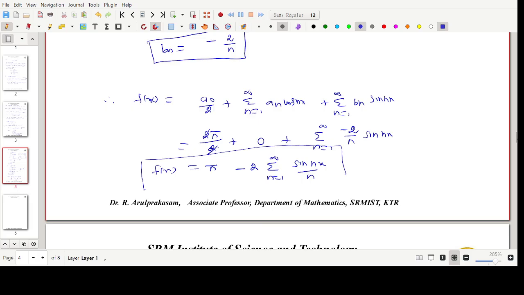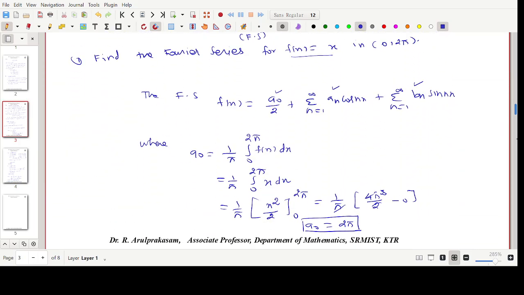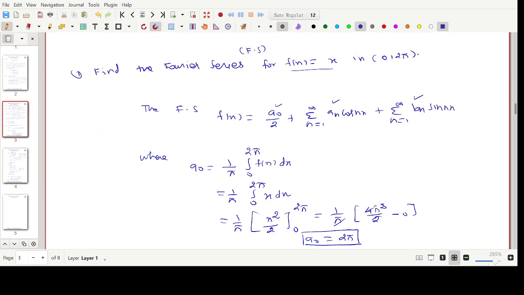This is the method to find the Fourier series for any given function. Very simple. I will explain once again. Find the Fourier series for the function f of x equal to x in the interval 0, 2 pi means simply write first the Fourier series representation in the interval 0, 2 pi, and write your Euler coefficient formulas. By the formula we find your coefficient values. Where a naught formula is given, simply substitute the function, evaluate the integral, and we get the a naught value.